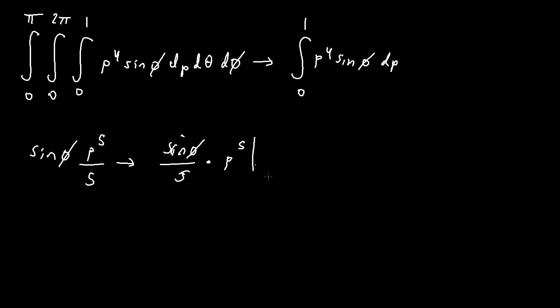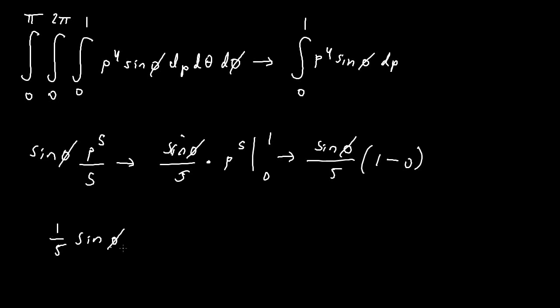Let's go ahead and evaluate the rho bounds of 0 to 1. So we get sine of phi over 5 times, when I plug in 1 for rho, we get 1 to the fifth, or 1, minus when I plug in 0, we get 0. So we're just left with 1/5 times sine of phi. Now let's evaluate the middle integral from 0 to 2 pi with respect to theta. The integral of that will just be 1/5 sine of phi times theta.